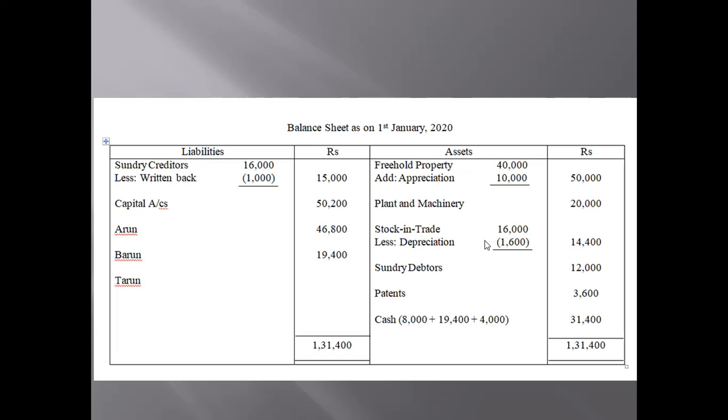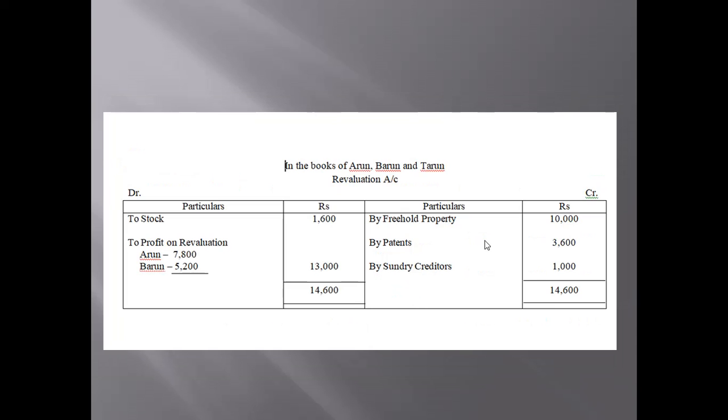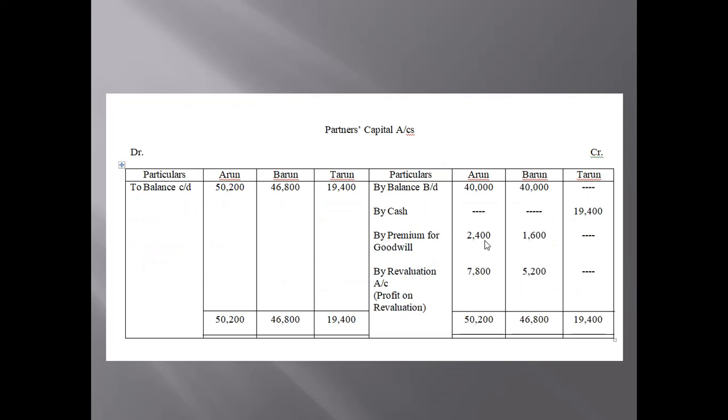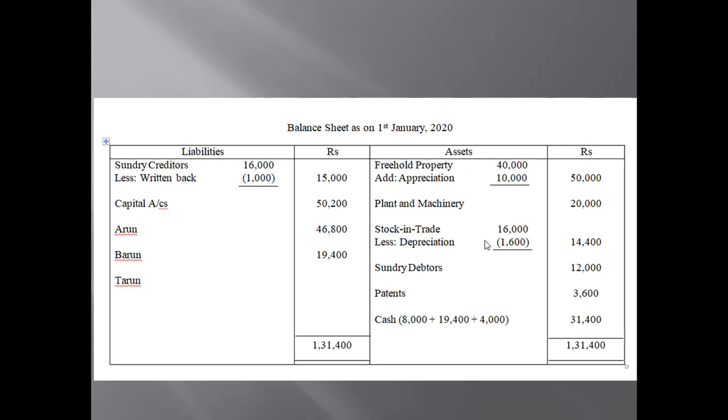Now let us move on to the liabilities column. We will follow the same format. Sundry creditors. How much is given? 16,000 is given, and look at the revaluation account. See the sundry creditors. It is appearing in the credit column. If any liability is appearing in the credit column, it means minus. And if any liability is in the debit column, it means plus. So we will do the subtraction. 16,000 minus 1,000, 15,000. After writing sundry creditors, what do we have? We have capital accounts.